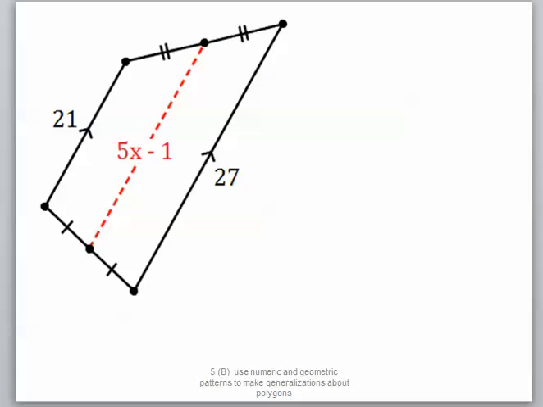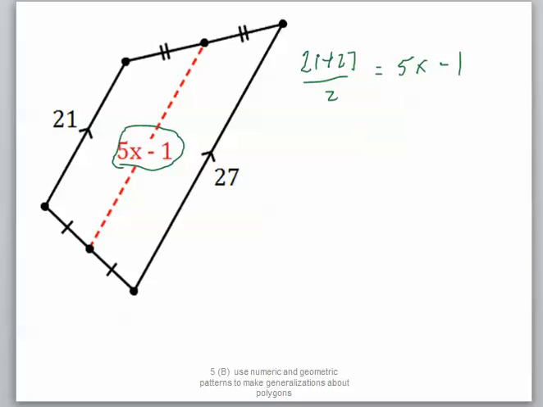Okay? Here's where we start adding some complications to it. When I start putting equations or expressions in here, oh, Mr. Green, that's going to make it difficult. Not really. I'm going to do the same thing. 21 plus 27 divided by 2 is equal to 5x minus 1.